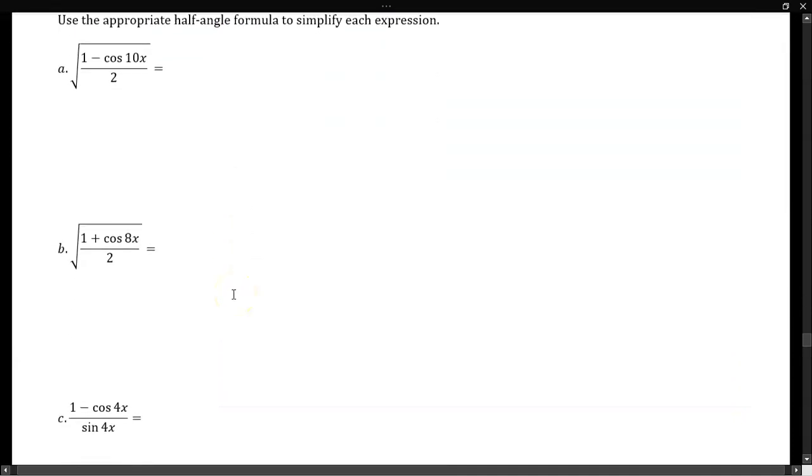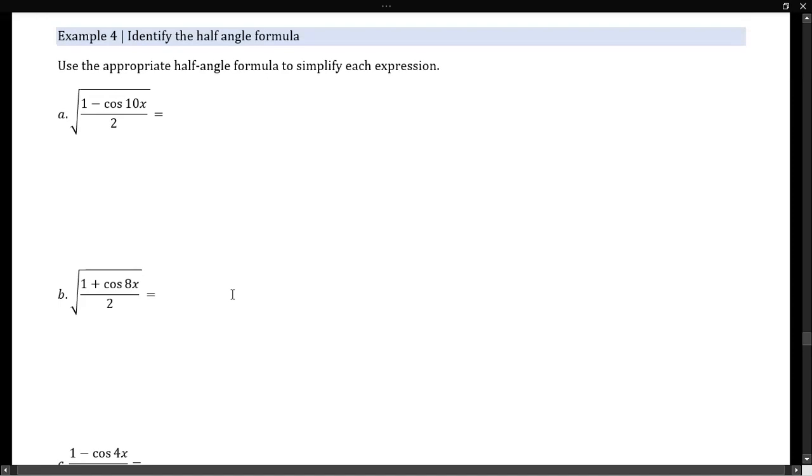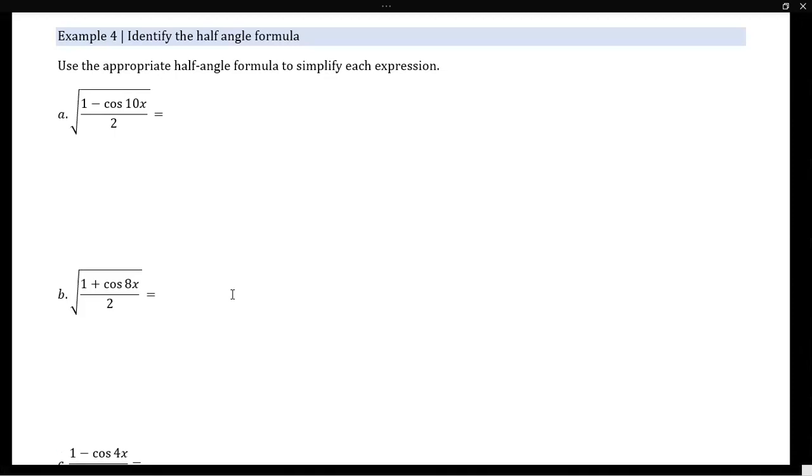So now, for example 4, what we're basically given is the right side of this half angle formula. So we have to figure out what the left side would be. Here, when we see a minus, that's going to indicate that it's the sine of a half angle. And all we need to do is divide that angle by 2. So this is the sine of 5x. Just so you can see this, if we put that into the formula, it would be 1 minus cosine of 2 times that angle, which would be 10x, divided by 2. So those two things are true.